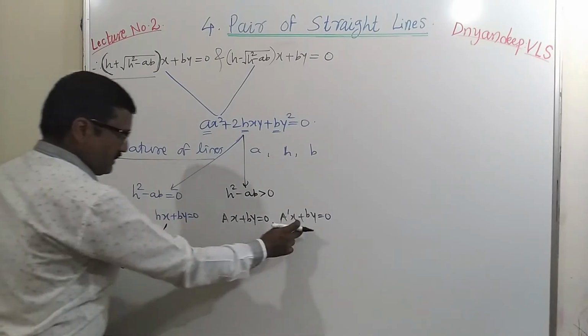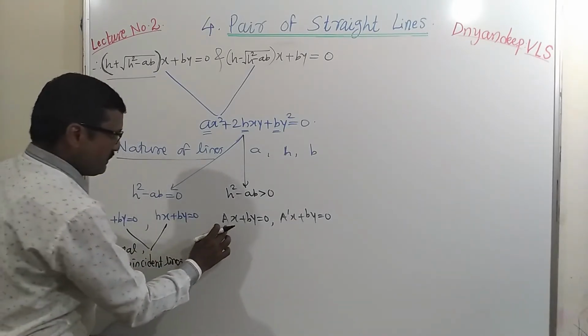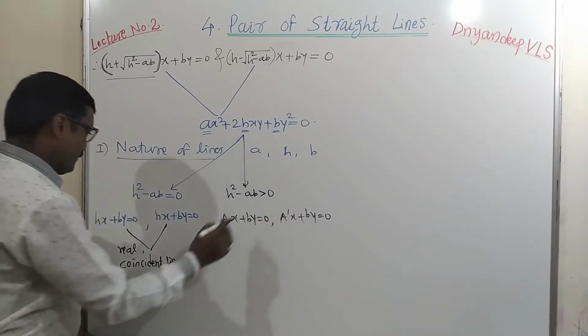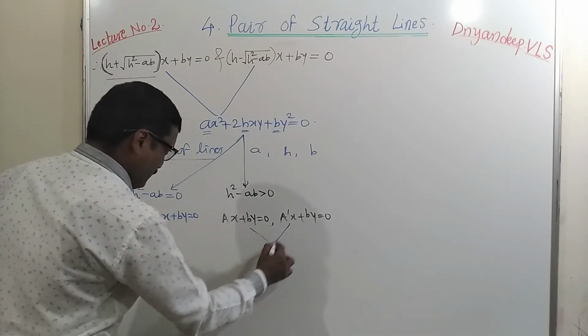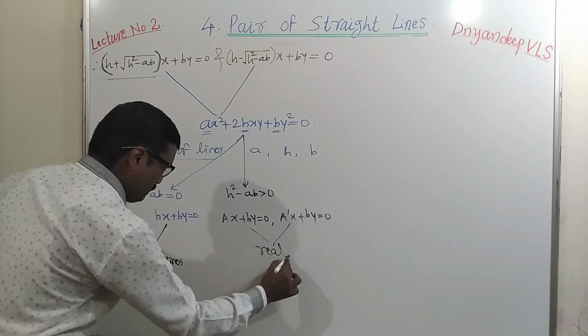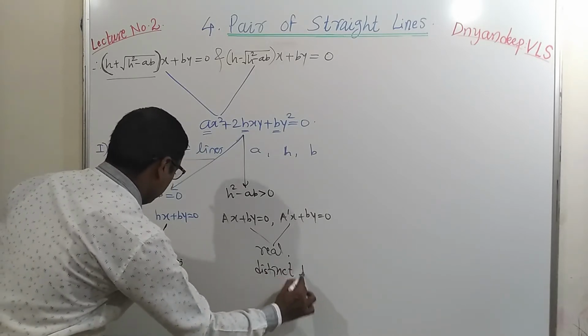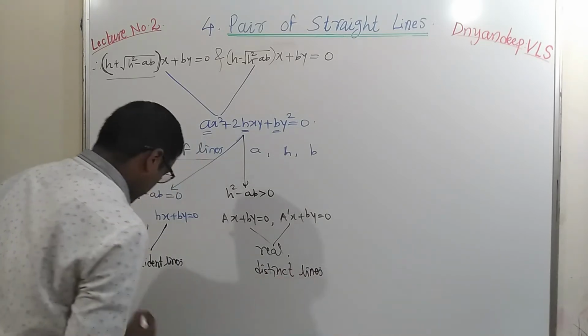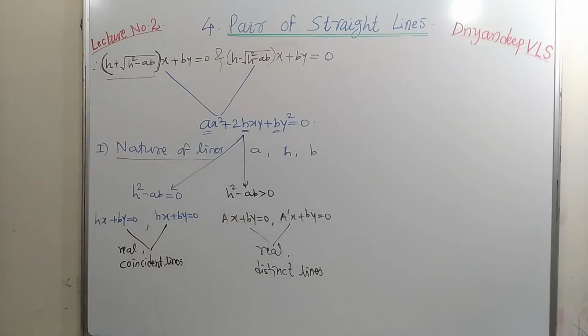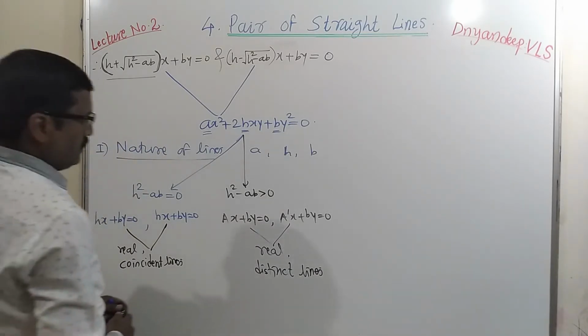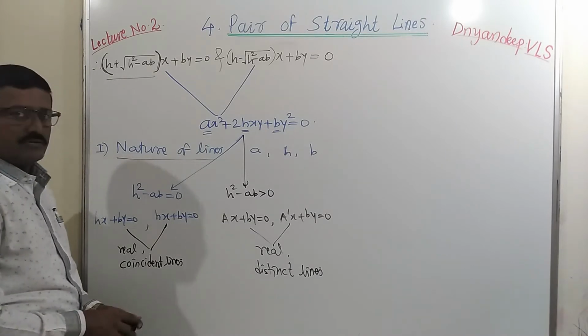So are these two lines coincident? No, because here the coefficients a and a dash are different. So these two lines are nothing but real but distinct lines. These two lines are real and distinct. Okay, is it okay? Second case.